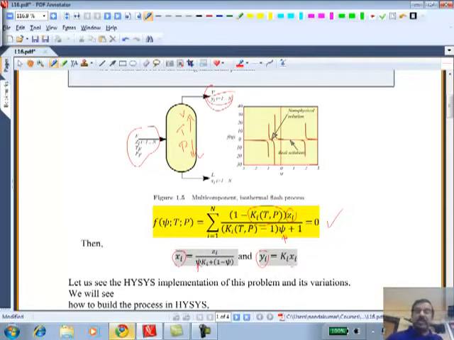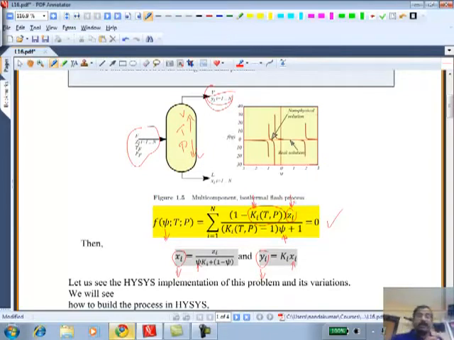And once you have the exit liquid composition, you can plug that in here and get the exit vapor composition. So these are the things that we will compute. Okay. So we need to input K, we need to input Z. In order to do that, we need to know T and P.